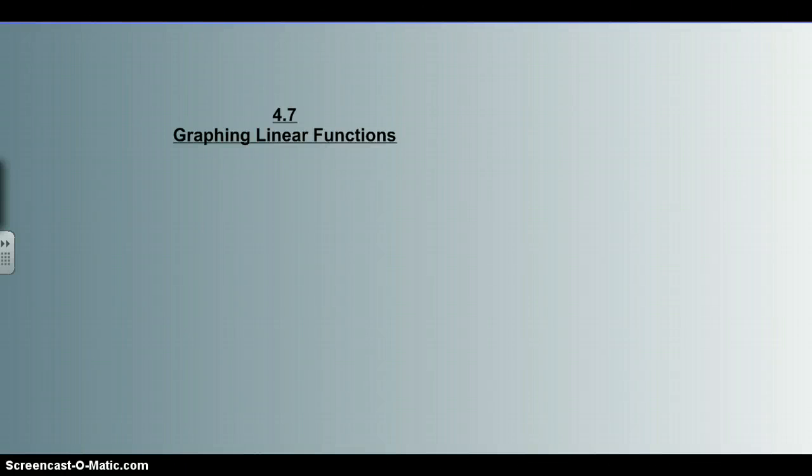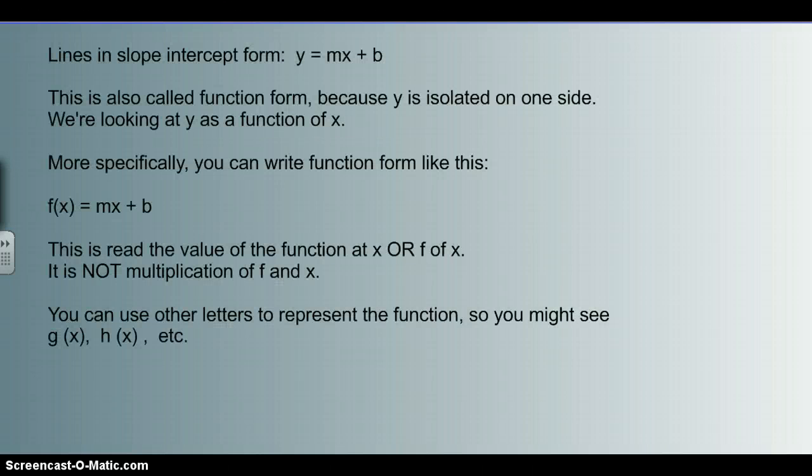This is section 4.7, Graphing Linear Equations. We've already talked about lines in slope-intercept form. Slope-intercept form is y equals mx plus b, where m is the slope and b is the y-intercept. This is also called function form because y is isolated on one side. So we're looking at y as a function of x.